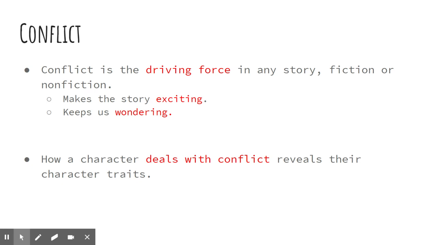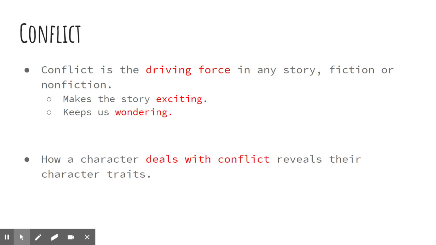Okay, so a conflict is the driving force in any story, either fiction or nonfiction. Even if you're reading a nonfiction story about any war, you're going to have conflicts clearly. And in fiction, we just got done working on plot diagrams, and that initial conflict is what begins the rising action and helps build tension as you move up towards the climax. It makes the story exciting, and it keeps us wondering what's going to happen next with this character. It's how the characters deal with this conflict that reveals their character traits, or their characterization. We get an idea of what kind of person they are based on how they deal with these conflicts.